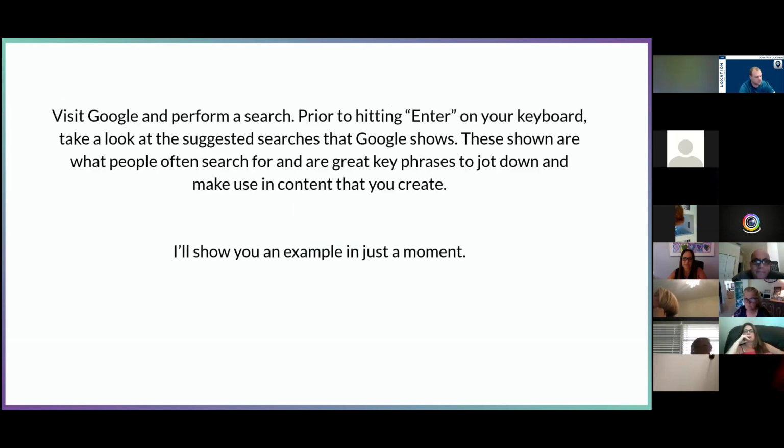So the first is articles and pages. To get an idea of how we can start to integrate keywords within articles or pages on our website, the easiest way, and one of my favorite ways, is to go to Google and perform a search. Prior to hitting enter, take a look at the suggested searches that Google provides, because those suggestions are what people often search for and are great key phrases to jot down, take note of, and then use in the content that you're going to create. I'm going to show you an example of what that looks like in just a second.